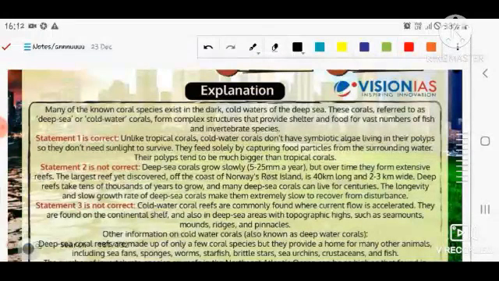First is correct, because unlike tropical corals, cold water corals do not have symbiotic algae living in their polyps, so they do not need sunlight to survive. They feed solely by capturing food particles from the surrounding water itself. Then they do not need sunlight. So, why are they found in shallow water as in warm coral reefs? Their polyps tend to be much bigger than those of tropical corals. The second statement is next.